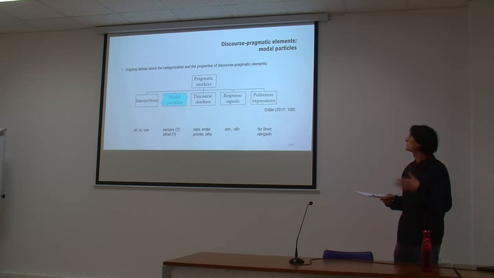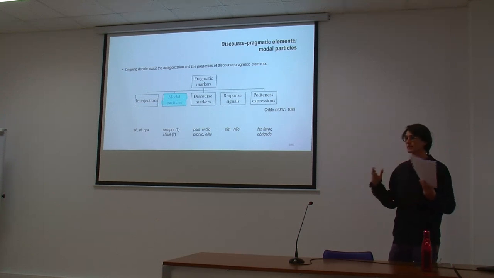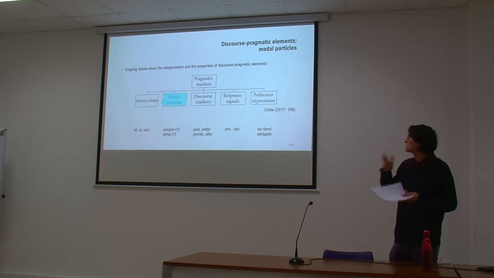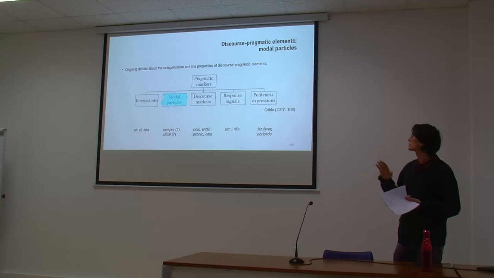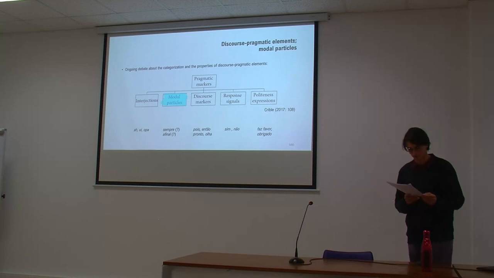Then, in the literature, there is an ongoing debate about the categorization of discourse-pragmatic elements. This table is just one of the possible proposals, but it's one that I feel comfortable with. Kriebel used the label pragmatic markers as an overarching category, and then we have different boxes. Here I wrote some Portuguese examples for each category. So we have interjections, modal particles, discourse markers, response signals, and politeness expressions. Among these, the category that is particularly relevant for today is the one of modal particles.